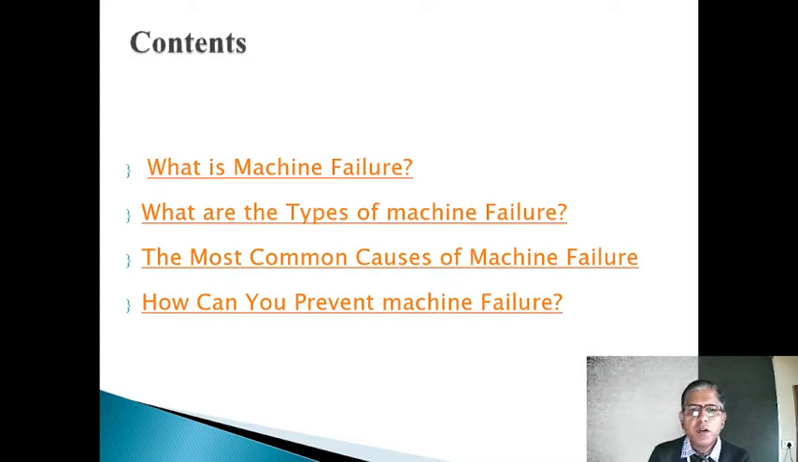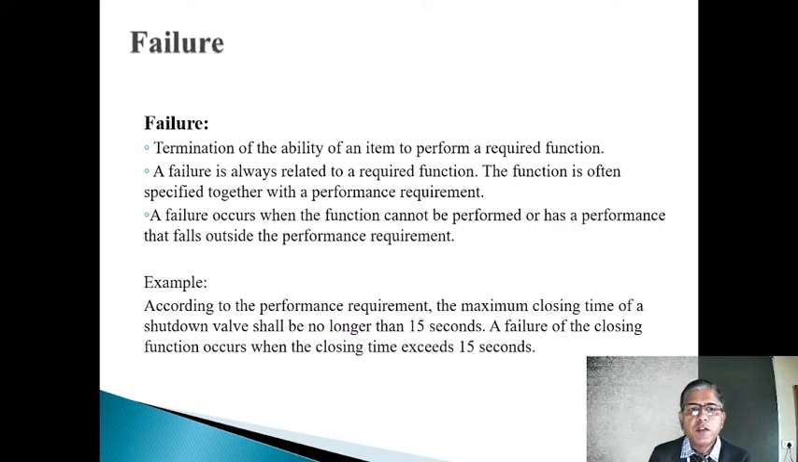The contents of the presentation are: what is machine failure, what are the types of machine failure, the most common causes of machine failure, and how you can prevent machine failure. First we'll see what is failure, or what is a failure phenomenon.